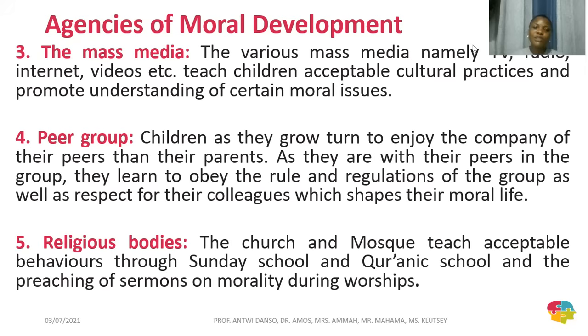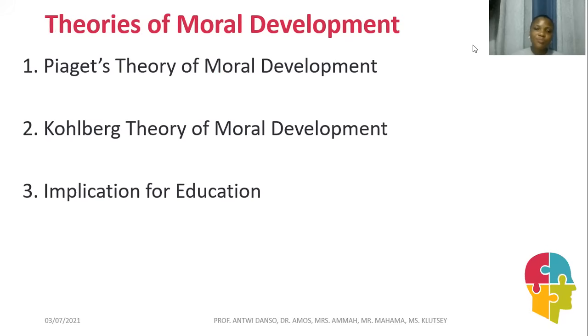The last one is religious bodies. Ghanaians are religious people. 70% of Ghanaians are Christians per the last population census. And so the church and the mosque also teach what is right and wrong using theological means, using biblical scriptures or scriptures from the Quran to train and preach sermons during Sunday or Friday worship as to what is right for each person to do and what is wrong for each person to do.